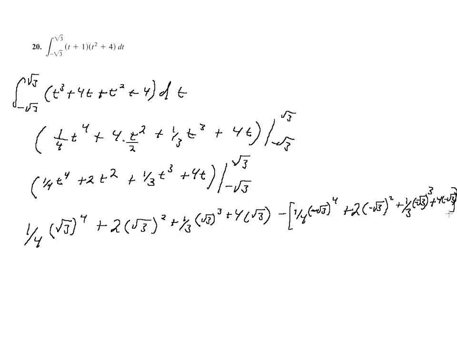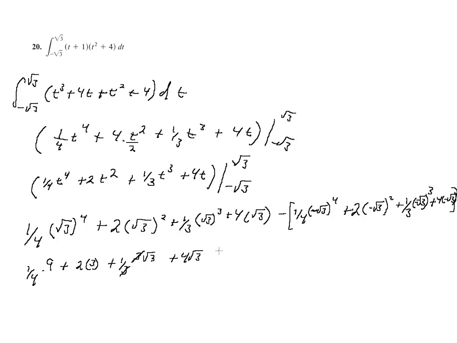Root 3, that's 1/4 times root 3 to the 4th, well that's root 3 squared, which is 3, and then 3 squared is 9, plus 2 times root 3 squared is just 3, plus 1/3 times root 3 to the 3rd is root 3 squared times root 3, so that's 3 times root 3. We'll get some cancellations there. Plus this is just 4 root 3, and then we'll keep this there for right now.